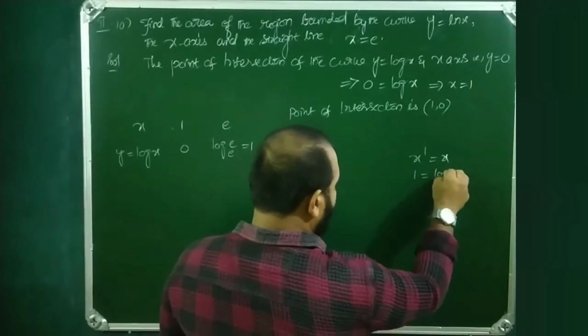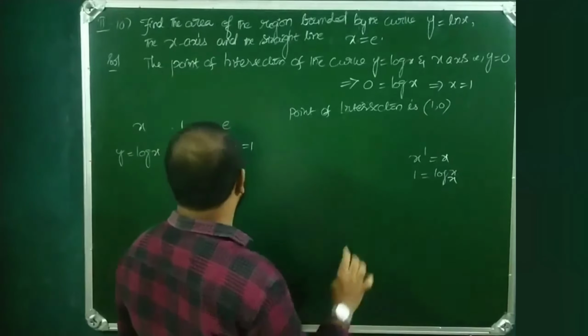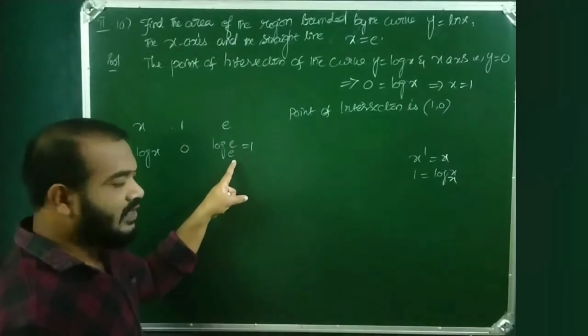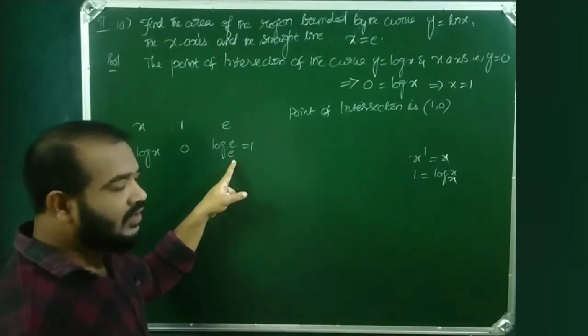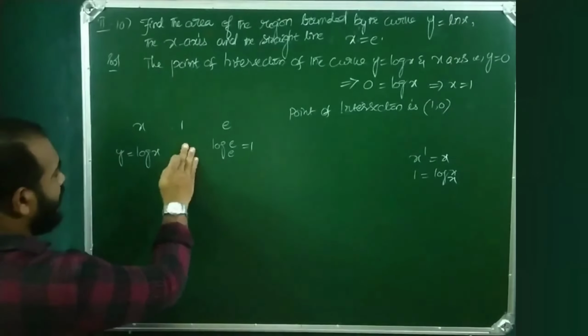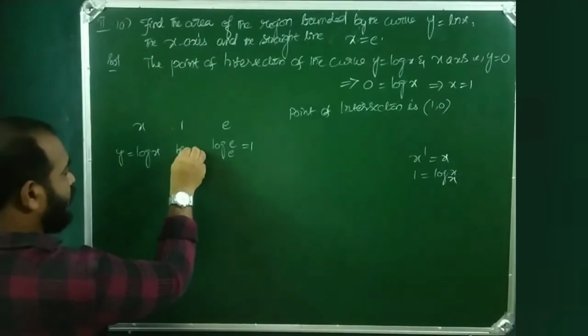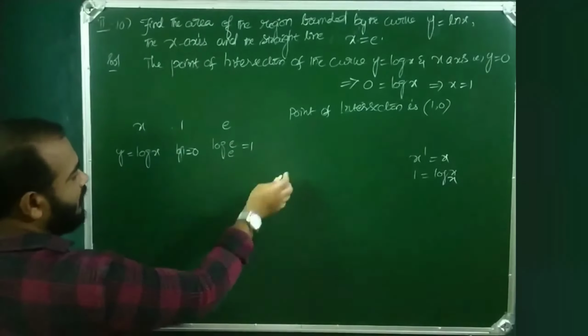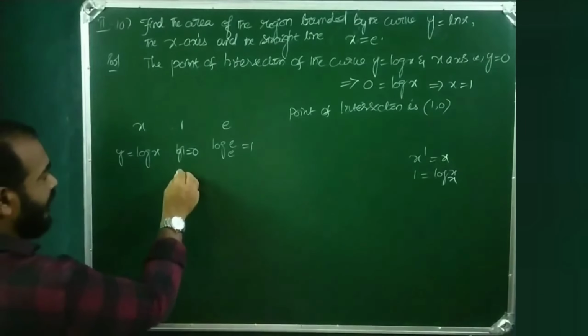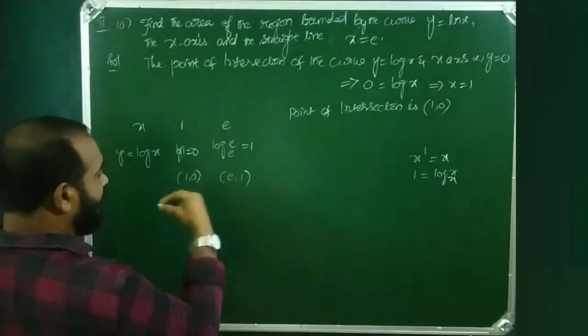Log x to the base x, same to the base same, is 1. So needless to say, these logarithms have the base e, Napier logarithm. Here it is 0 because log 1 value is 0. Log e to the base e is 1. Therefore, we get 1 comma 0 here and e comma 1.